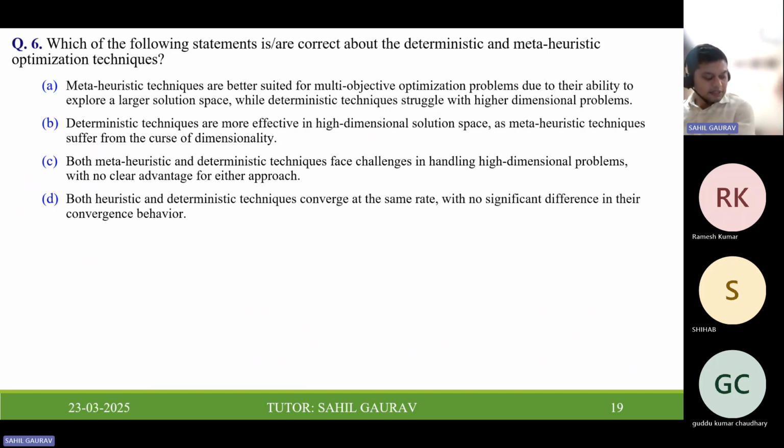Which of the following statements are correct about deterministic and meta-heuristic optimization problems? Option A: meta-heuristic techniques are better suited for multi-objective optimization problems due to the ability to explore a large solution space, while deterministic techniques struggle with higher dimension problems. So it is correct. Option A is correct because deterministic techniques struggle with the curse of dimensionality.